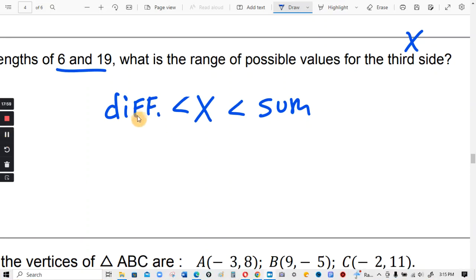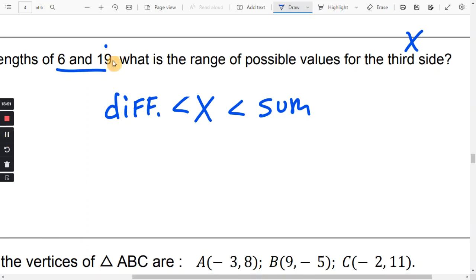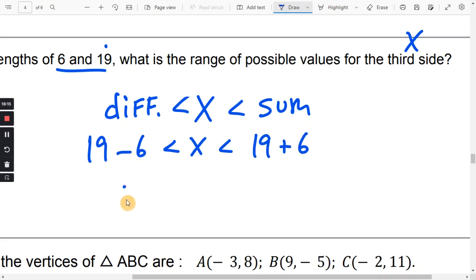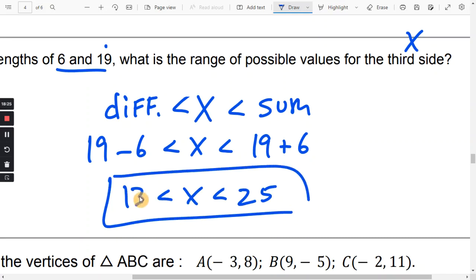So difference means subtract. You got to put the bigger number first, or else you're going to get a negative. So put the 19 first, minus 6. And sum, of course, is just adding 6 plus 19, or 19 plus 6. 19 minus 6 is 13. 13 is going to be less than x, and 19 plus 6 is 25. So the third side is between 13 and 25. All right, it can't be equal to. It has to be greater than 13 and less than 25.